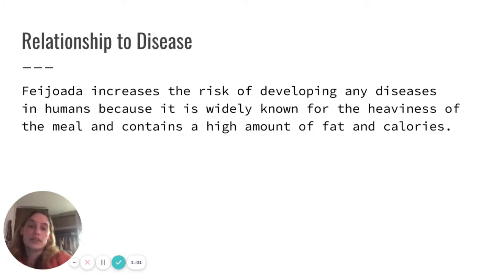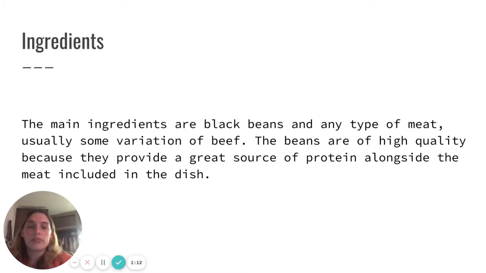Feijoada increases the risk of developing diseases in humans because it is widely known for the heaviness of the meal, and like I said before, it has a high fat and calorie content. The main ingredients are black beans and any type of meat, but it is usually some variation of beef. The beans are also a great source of protein alongside the meat included in the dish.